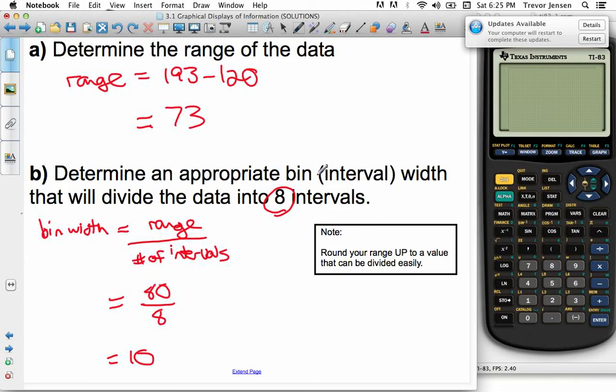Okay? You might be saying, why do we have to round the range up? Why not round the range down to 72? 72 is closer to 73 than 80 is. Because 72 divided by 8 also gives me a whole number.